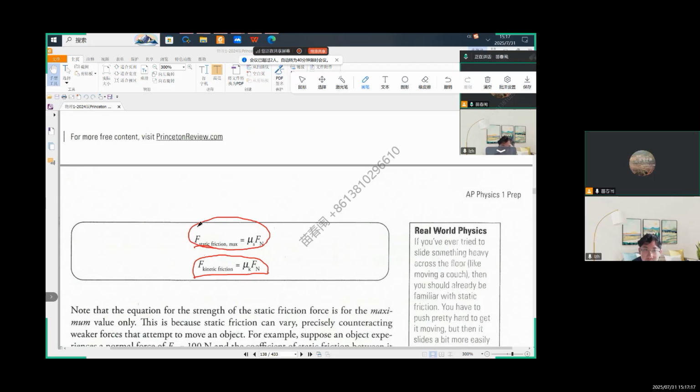If it is not maximum, what do you use? If it is a maximum, it's the same force. Yes, use Newton's first law. Use the first law. Isn't that the third law? I think it's the first law.